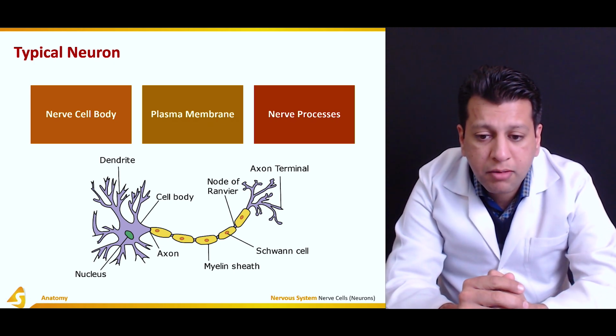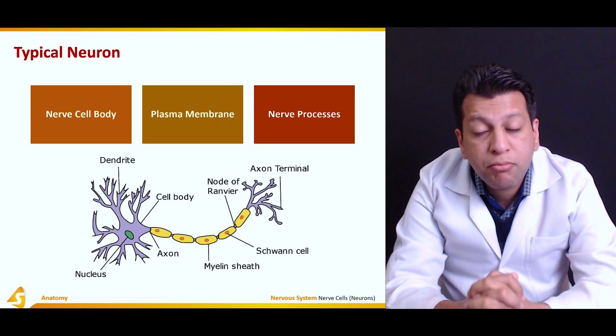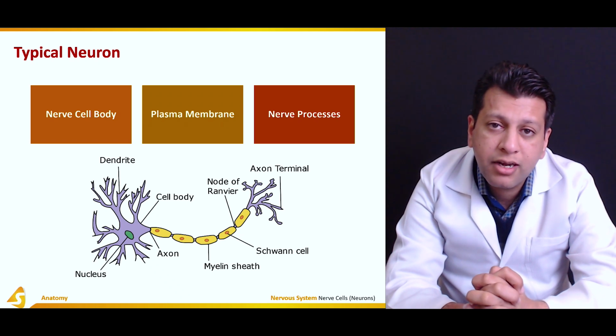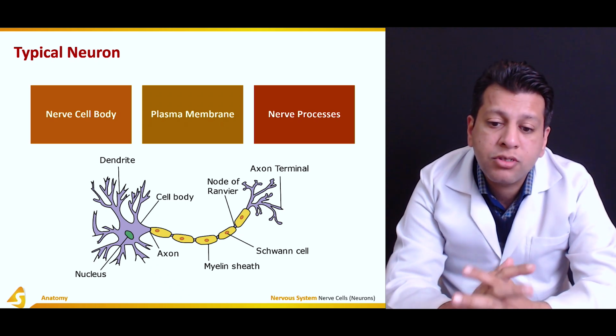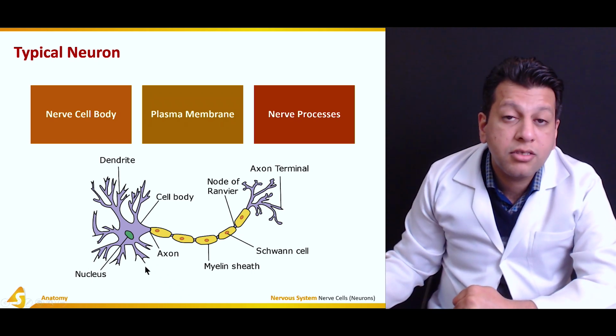The axons can be seen with the presence of a myelin sheath. Axons can be myelinated or non-myelinated as well. If the axons are myelinated, they are called myelinated neurons, and their myelination actually increases the speed of conduction.